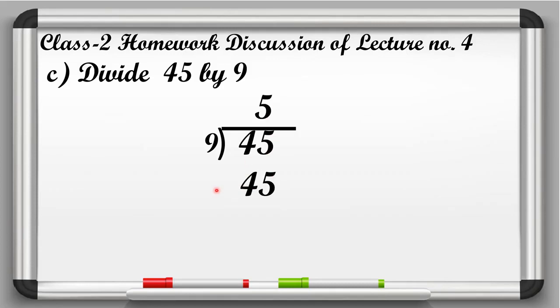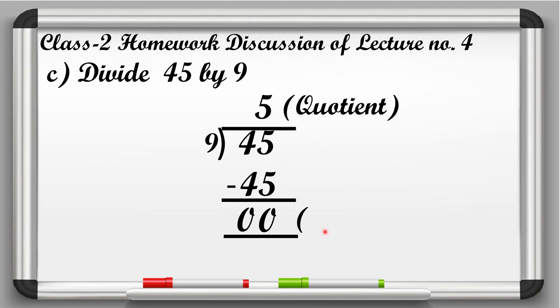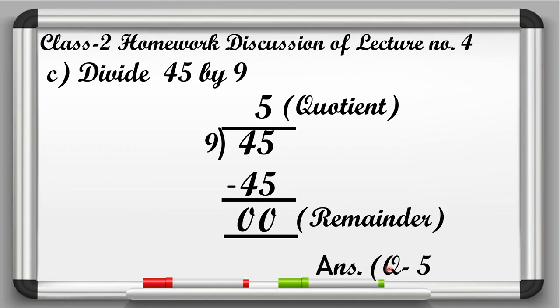Now we have to subtract, so we will put the sign of minus here. 5 minus 5 is equal to 0, so here we will write 0 at ones place, and 4 minus 4 is also 0, so here we will write 0 at tens place. So 5 is the quotient and 0 is the remainder. So our answer is Q5 and R0. Clear?